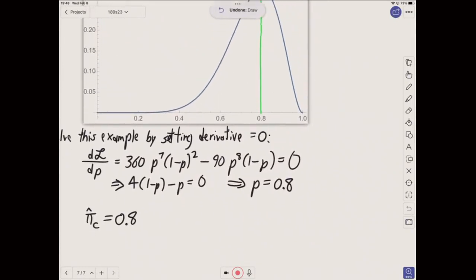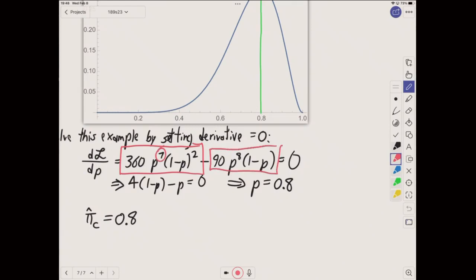Coming back to this, you can see indeed there is one term where the 8 has become a 7, and there's another term where the 2 has become a 1. Does that make sense? Okay. Yeah, got to do the chain rule carefully. Yes?